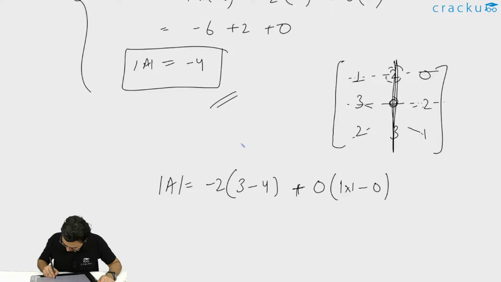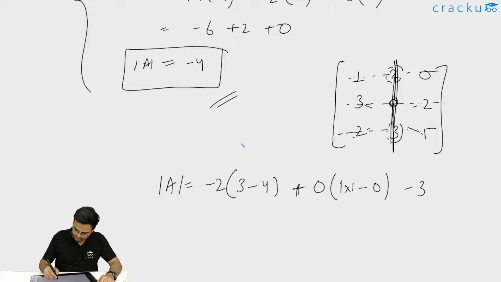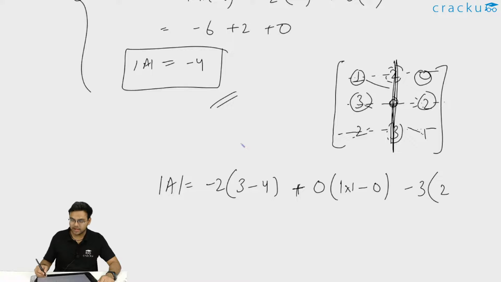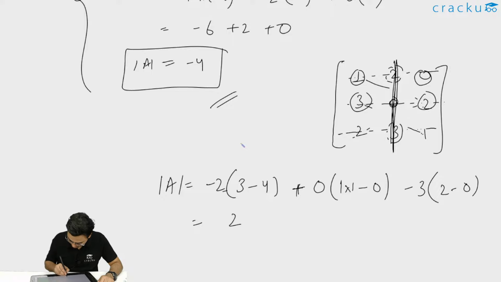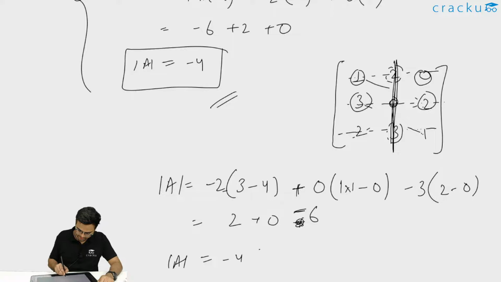Now we will take A23. We have deleted the second column as well as the third row. A23 is 2 plus 3 is 5, again an odd power, so I have to change the sign. So this will become minus 3. We are left with 1, 2, 3, 0, so 1 into 2 is 2, minus 3 into 0 is 0. So minus 2 into minus 1 is 2, plus 0 into anything is 0, and minus 3 into 2 is minus 6. So 2 minus 6 is again minus 4. So determinant of A is minus 4.